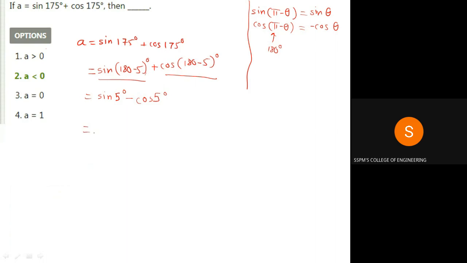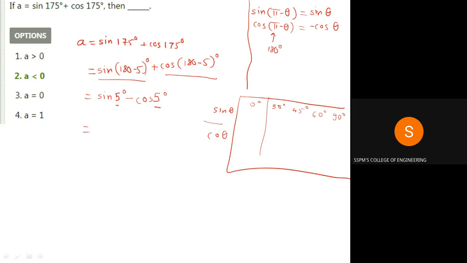Now we do not know the values of trigonometric ratios for 5 degree, but we know how the sine value starts. If you know this table for 0 degree, 30 degree, 45 degree, 60 degree, and 90 degree, sine theta and cos theta: sine of 0 is equal to 0 and it goes up to 1, and cos of theta starts at 1 and goes to 0. So the sine value goes on increasing, and the cos value goes on decreasing as we move from 0 degree to 90 degree.